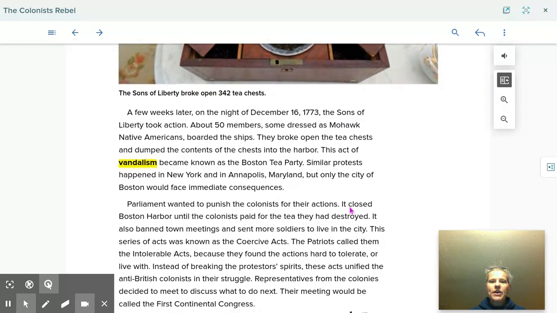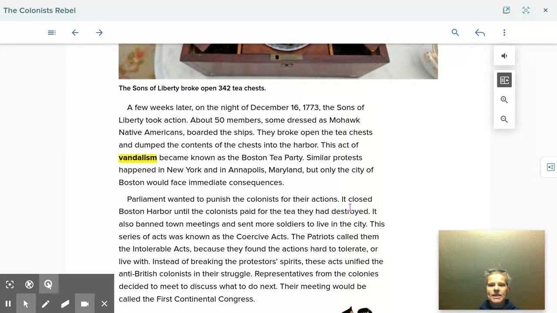A few weeks later, on the night of December 16th, 1773, the Sons of Liberty took action. About 50 members, some dressed as Mohawk Native Americans, boarded the ships. They broke open the tea chests and dumped the contents of the chests into the harbor. This act of vandalism became known as the Boston Tea Party. Similar protests happened in New York and in Annapolis, Maryland, but only the city of Boston would face immediate consequences.